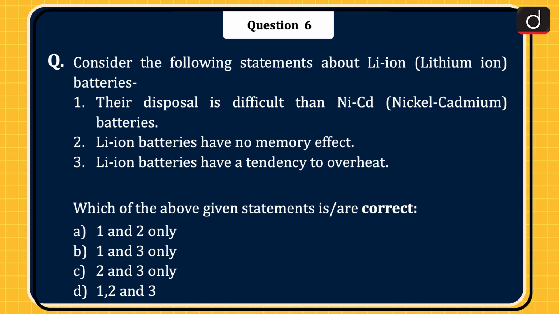Next question is, consider the following statements about Li-ion, that is lithium-ion batteries. 1. Their disposal is more difficult than nickel-cadmium batteries. 2. Lithium-ion batteries have no memory effect. 3. Lithium-ion batteries have a tendency to overheat. Which of the above given statements is or are correct? 1 and 2 only, 1 and 3 only, 2 and 3 only, or 1, 2 and 3? The correct answer is option C, 2 and 3 only.